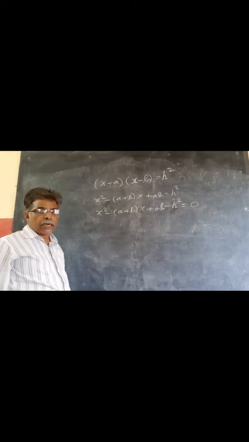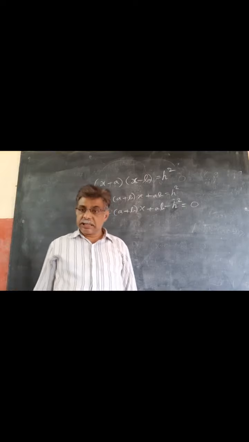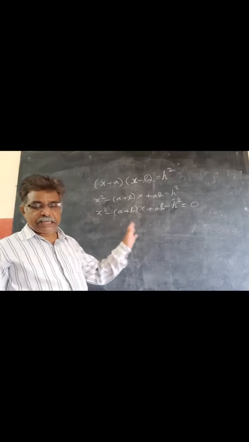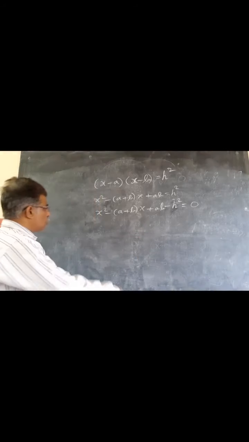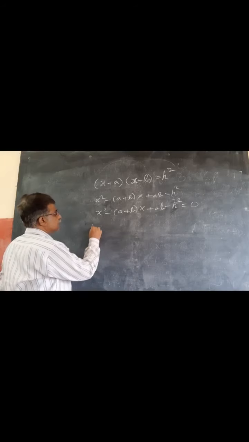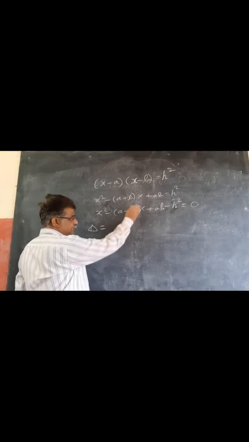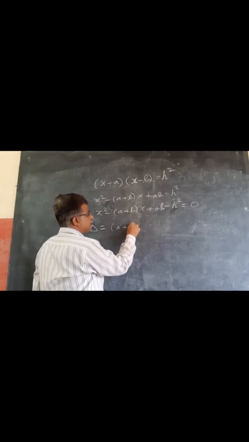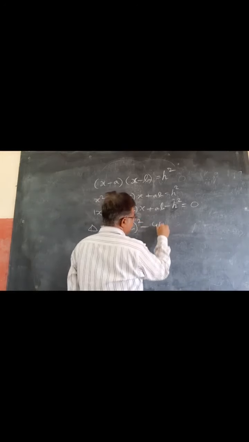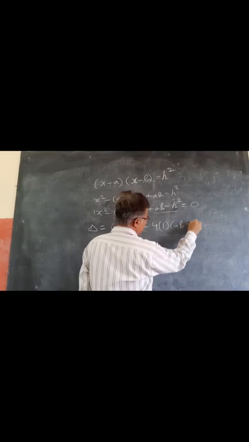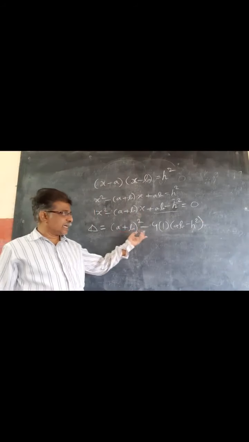Now we need to prove that b square minus 4ac is always greater than or equal to 0. I don't know whether it is greater than 0, less than 0 or equal to 0, so I will find that value, the discriminant. B square means a plus b whole square, minus 4ac, that is 4 into 1 into ab minus h square. So this value I am going to find, whether it is greater, less or equal to 0.